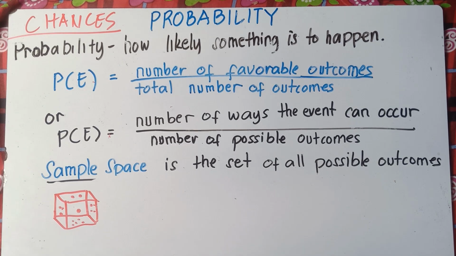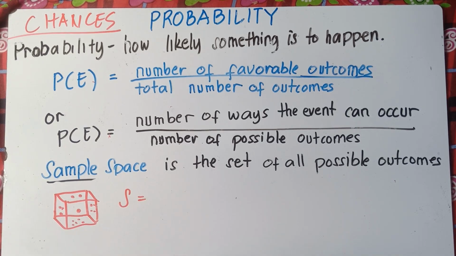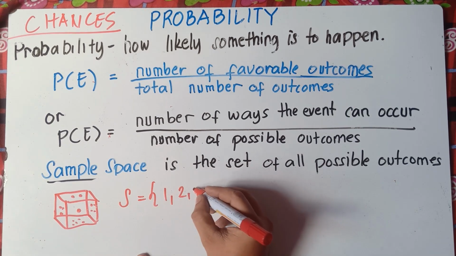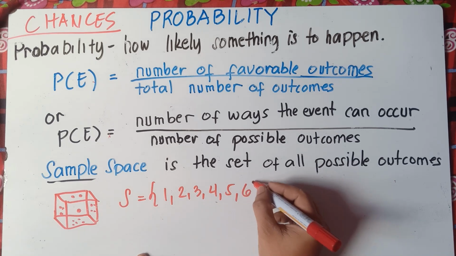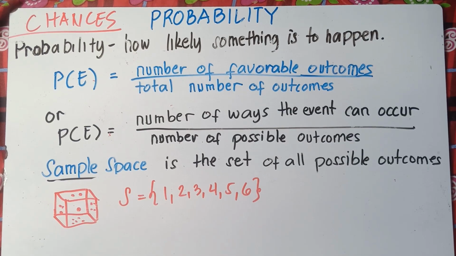So when you roll a die, of course, the sample space could be 1, it could be 2, it could be 3, it could be 4, it could be 5, and it could be 6, right? These are the sample space. These are all the possible outcomes: 1, 2, 3, 4, 5, 6.